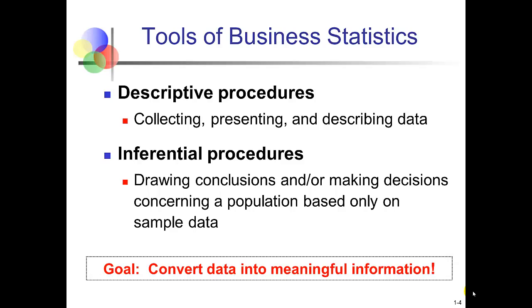Okay, so to think about that discipline a bit more carefully, it's really divided into two categories. This business statistics as a discipline is divided into two categories. Descriptive statistics, or descriptive procedures, collecting, presenting, and describing data, and then the part called inferential procedures, drawing conclusions and or making decisions based on a sample of data. Now, what is our goal here really? Convert that data into meaningful information, whether it be descriptive or inferential.